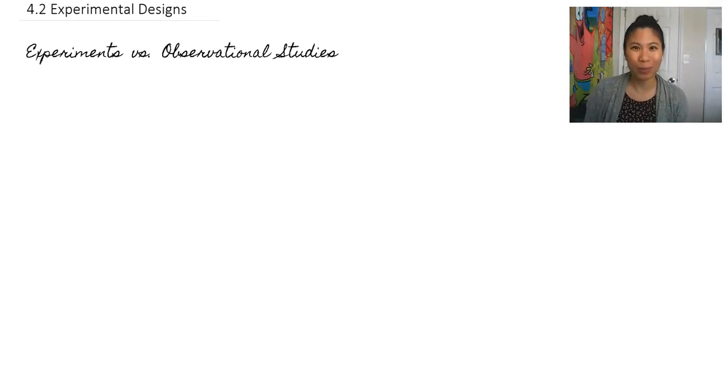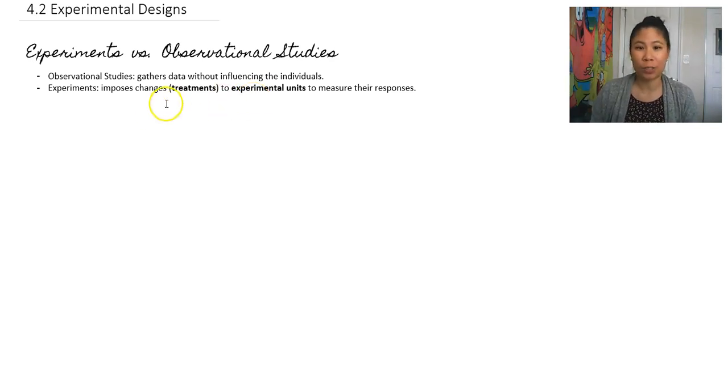Today we talk about experiments and how to set them up, how to design them, what we need to make a good experiment. So first, I want to talk a little bit about the difference between experiments and observational studies. We've talked about this before, but I just wanted to make sure and go into a little bit more detail with it. With observational studies, we're gathering data without influencing the individuals.